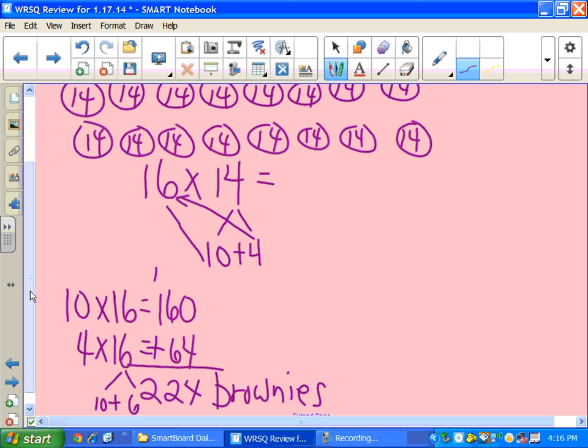Now that's not the only way. You could have broken it up in a different way. But the main thing is that you count all the parts of each place value as you multiply these numbers.